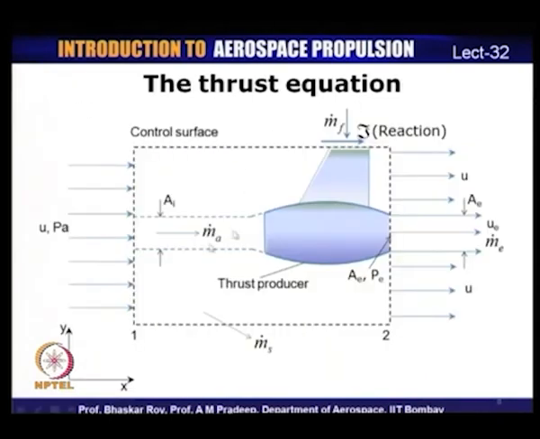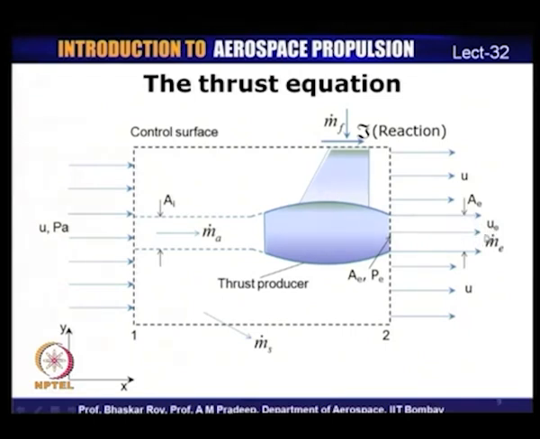So, here we have m dot a, which is the mass flow rate which enters the engine, and it is doing so through a cross sectional area of a i. So, m dot a should be equal to rho times u times a i. Similarly, m dot e is the mass flow rate exiting the control surface, which is rho e times u e times a e.